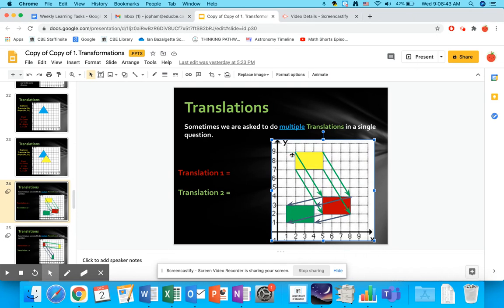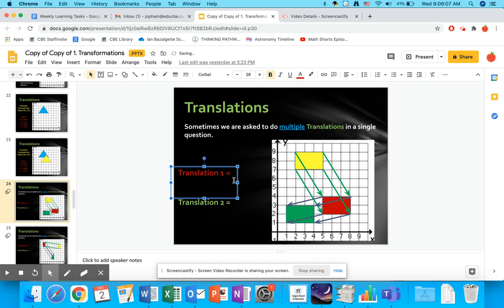So again, an easy way to do this is pick one of the corners. So I'll pick this one right here, and then see how much it moved. So it goes from yellow to red. So it moved 1, 2, 3 to the right, and then 1, 2, 3, 4, 5 down. So we can write that 3 right, and 5 down.